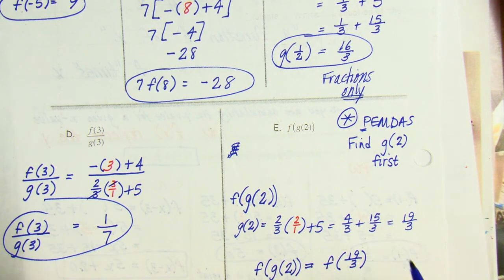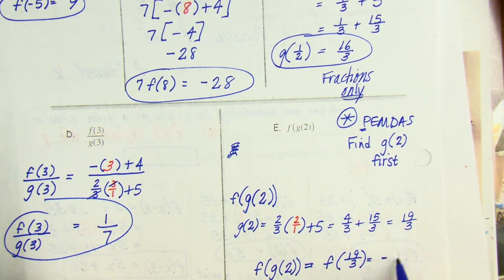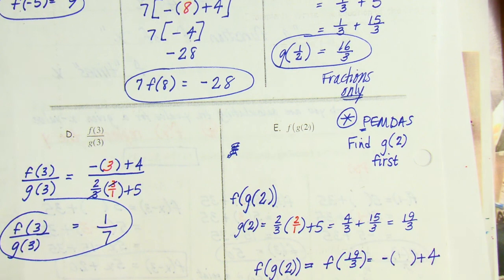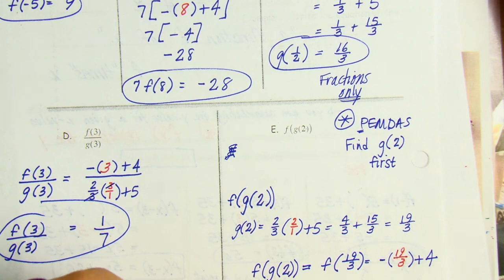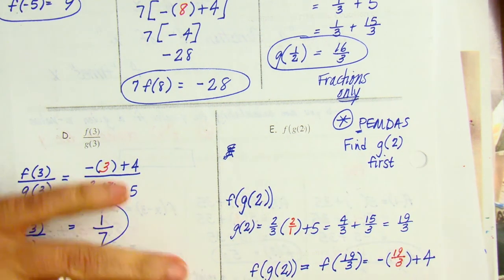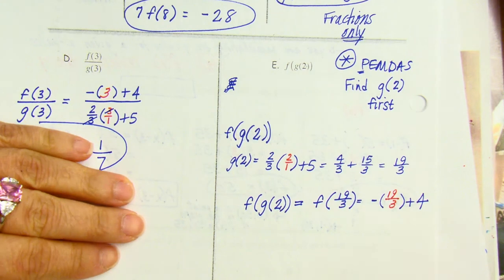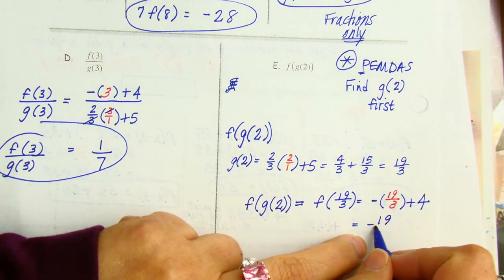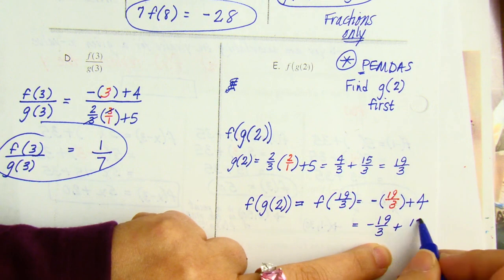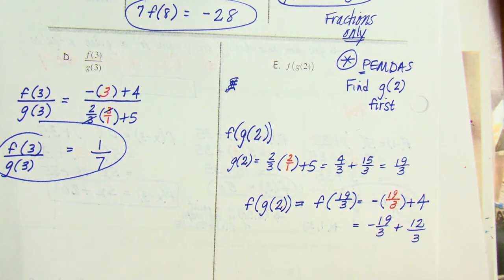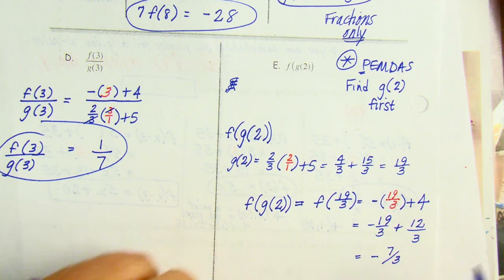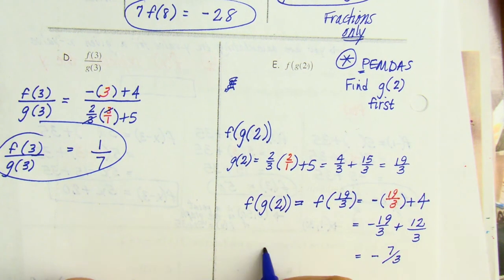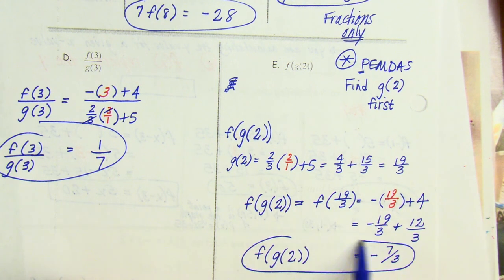So now find this. Well, the f function is negative x plus 4. My x value is 19/3. I have to put these together. It's a fraction and a whole number, so I have to convert 4 to thirds. So I've got negative 19/3 plus 4 is how many thirds? Well, that's 12/3. So negative 19/3 plus 12/3 is negative 7/3. So guess what? F of g of 2 equals negative 7/3.